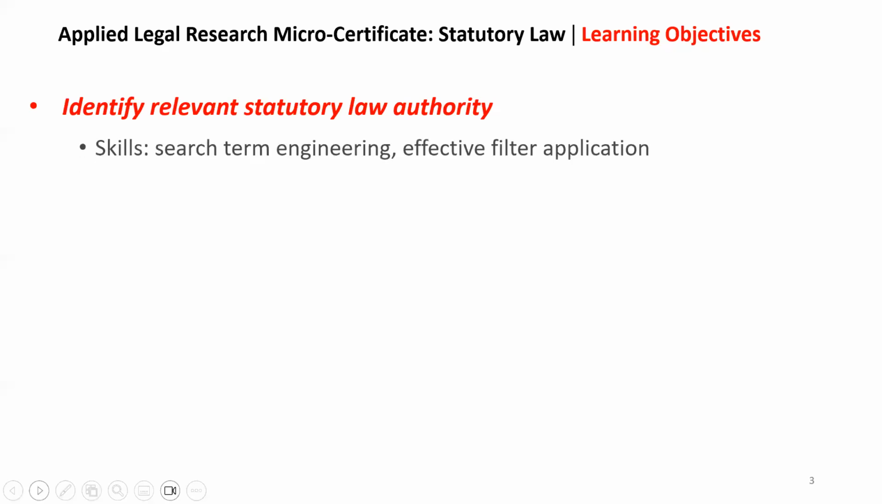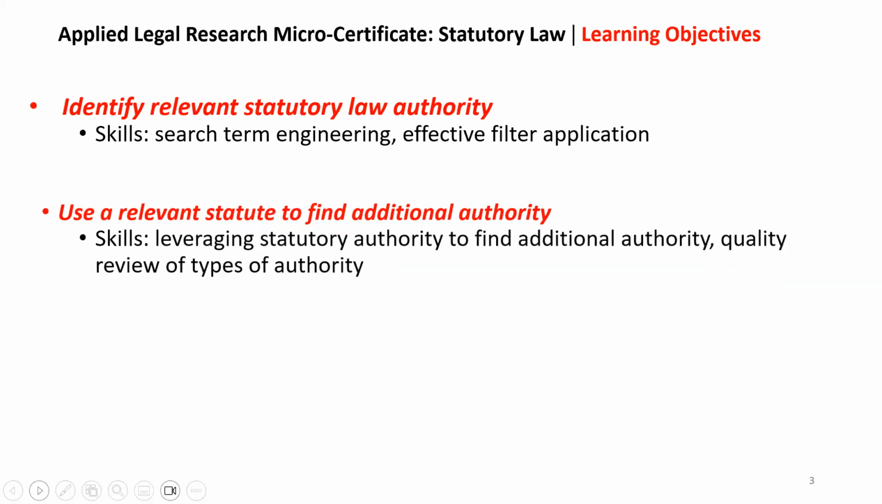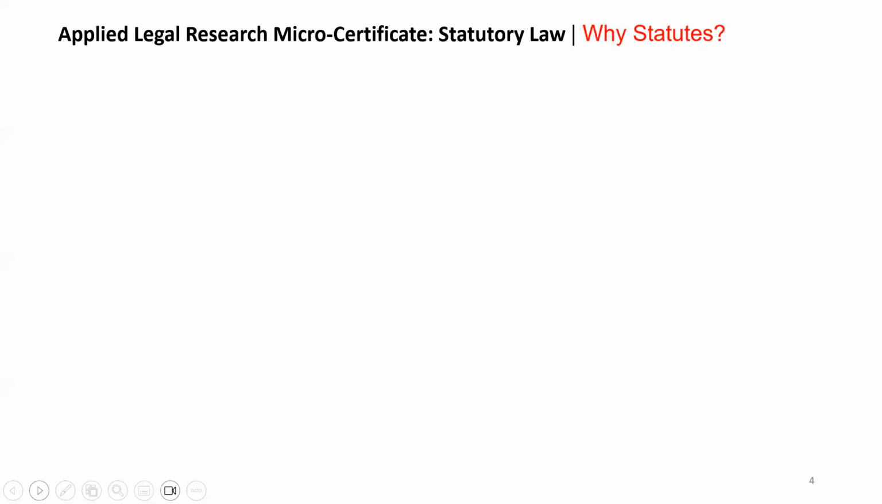Our learning objectives for this legal research micro certificate in statutory law are as follows. We want to identify relevant statutory law authority. The skills we'll use for this are search term engineering and effective filter application. We also want to use a relevant statute to find additional authority. The skills we'll use for this are leveraging statutory authority to find additional authority and do a quality review of the different types of authority.